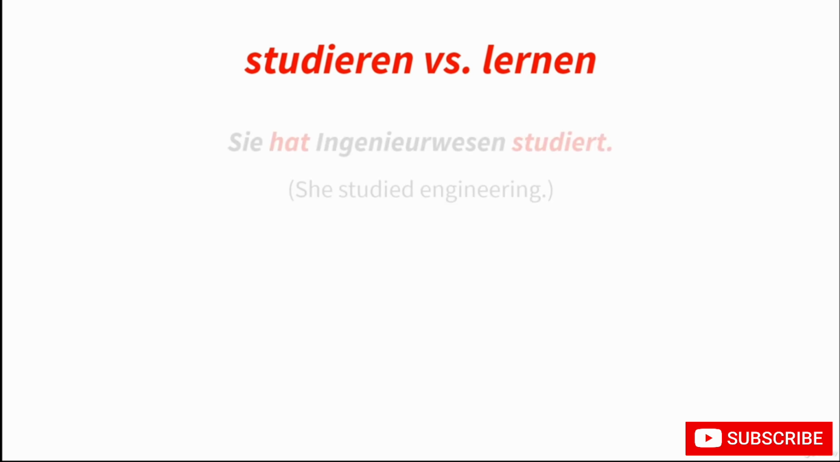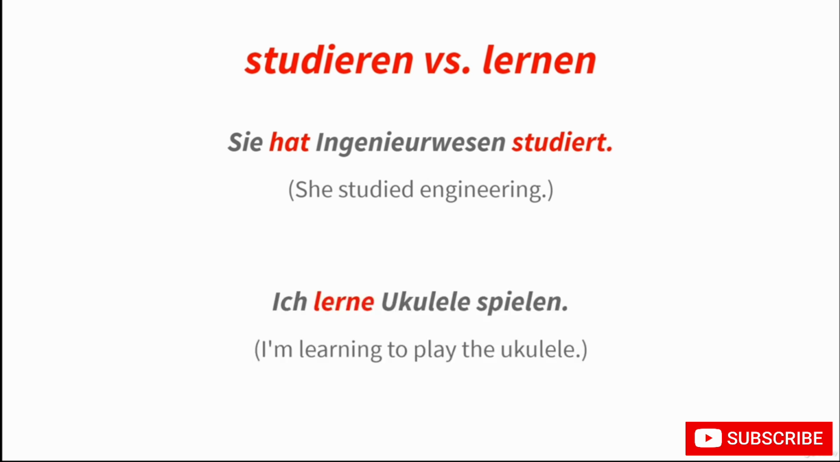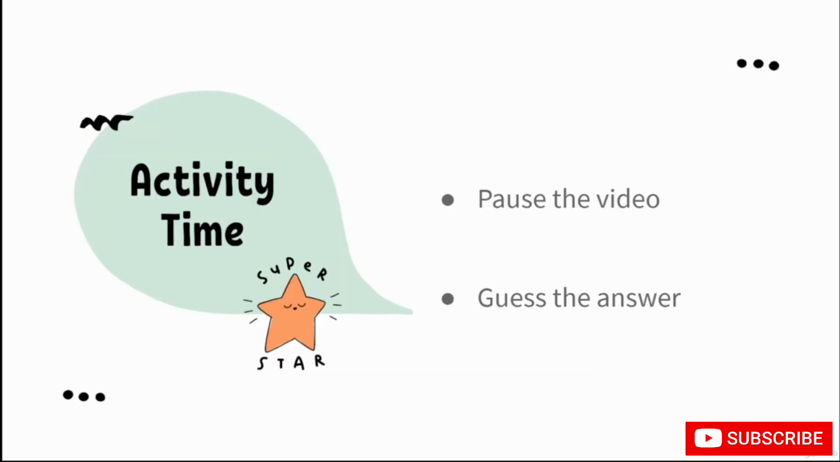Another example, sie hat Ingenieurwesen studiert. She studied engineering. She went to a college and she studied engineering at a university. Ich lerne Ukulele spielen means I am learning to play the ukulele. When we learn something to do, for example, play guitar, play a piano, dancing, or anything you can imagine, then lernen can be used. Okay, so far we have learned the difference between studieren and lernen.